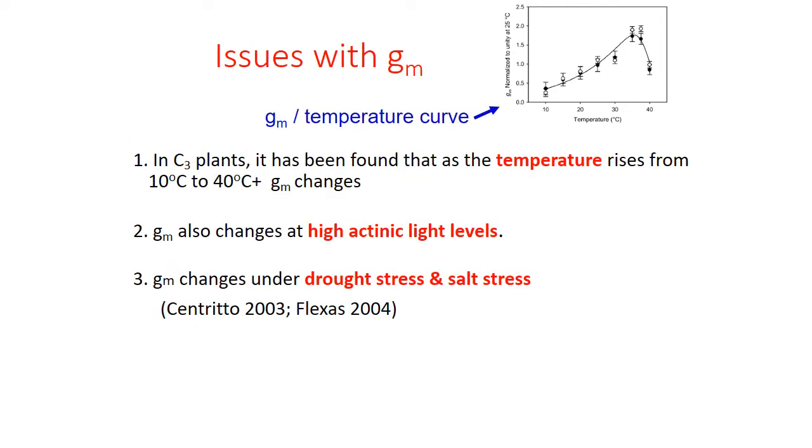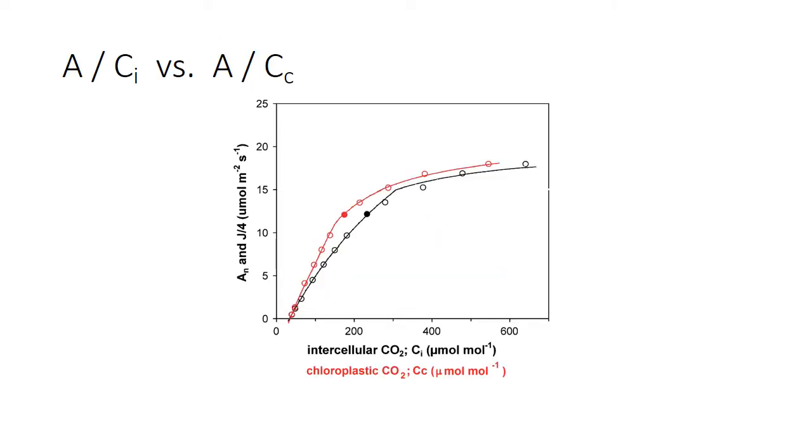There are issues with GM. In C3 plants, it's been found that as the temperature rises from 10 degrees centigrade to 40 degrees centigrade, GM changes. And if you look in the upper right-hand corner, you'll see a GM temperature curve. GM also changes at high actinic light levels. And GM changes under drought stress and salt stress. This is a comparison of an ACI curve versus an ACC curve on the same leaf. Notice that the ACC curve is in red and the ACI curve is in black.